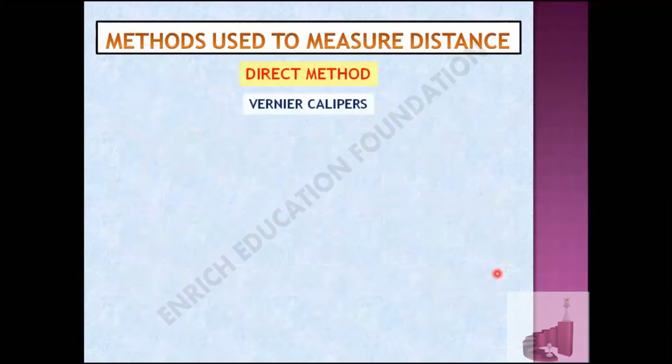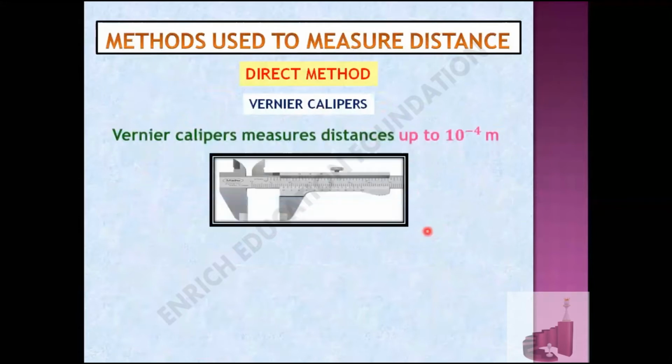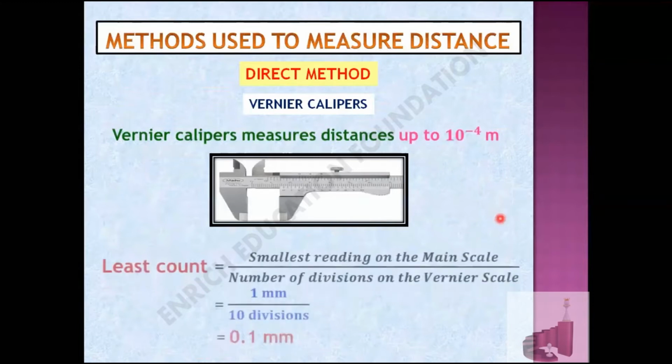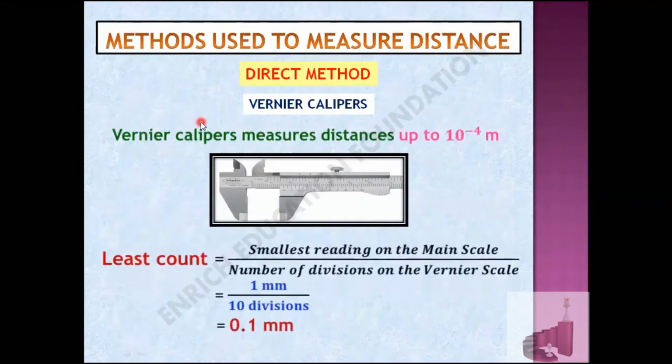Other direct methods used to calculate distances are either the vernier calipers or the screw gauge. So let us now see the range up to which the vernier caliper can be used. The vernier calipers are found to measure a distance of about 10 to the power of minus 4 meter, that is about 0.01 centimeter. The vernier calipers has a least count of about 0.1 millimeter.